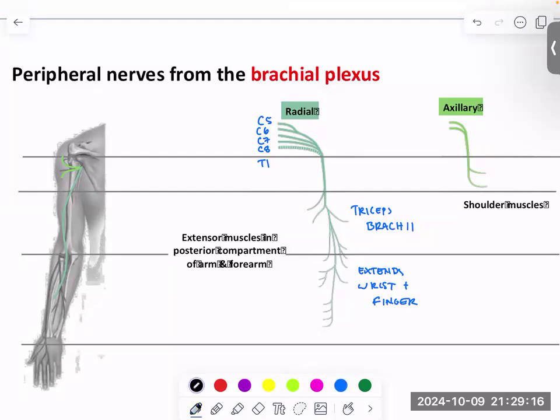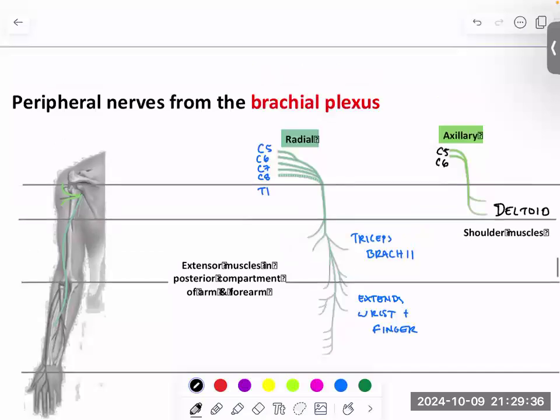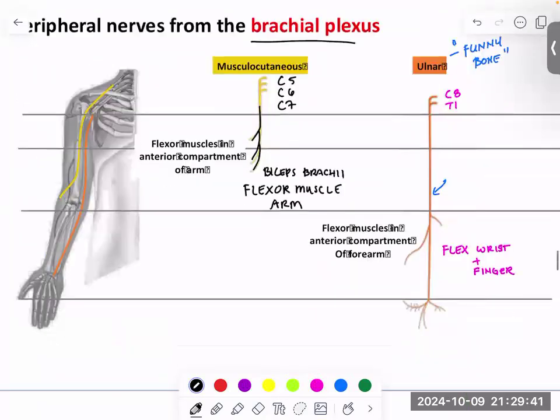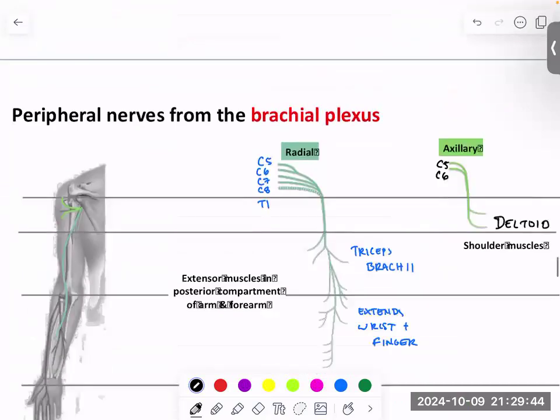The axillary nerve is C5 and C6. Those are the roots of the axillary nerve. It powers your shoulder muscle. What's your shoulder muscle called? Your deltoid. It is powered by the axillary nerve. All of those four arise from the brachial plexus going to the arm, forearm, and fingers. The axillary nerve stops at the shoulder, the arm.